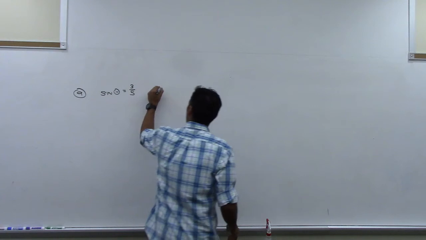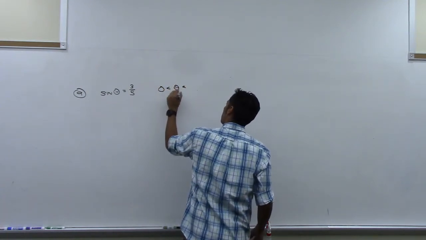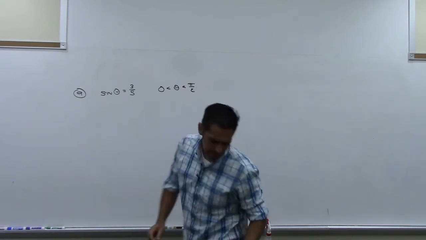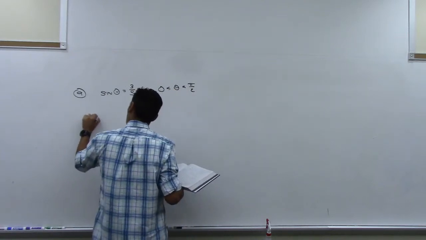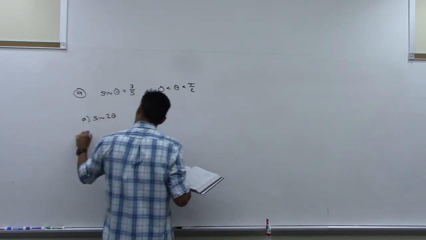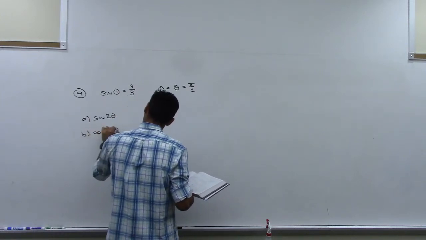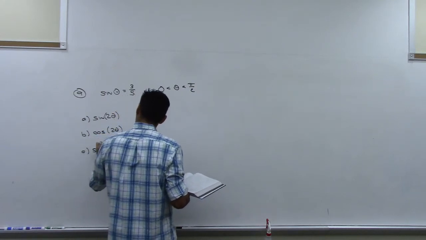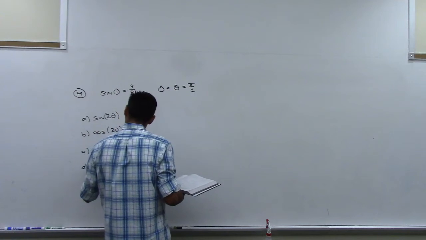Okay. Theta is between 0 and pi over 2. And we're being asked for sine 2 theta, cosine 2 theta, sine theta over 2, and cosine of theta over 2.